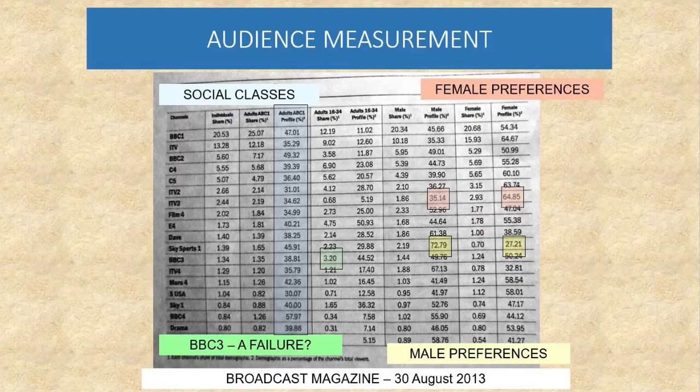Right, go to slide number 39. And what I've done here is highlighted certain things. So, top left, I've written the words social classes. The third column says adults ABC1 profile for percentage. What that shows you is the proportion of that channel's audience that falls into A, B and C1. So ideally, if you want to appeal to a wealthy audience, you need a high number here. So what this says is 47% of the people who watch BBC One are in those top three social groups.